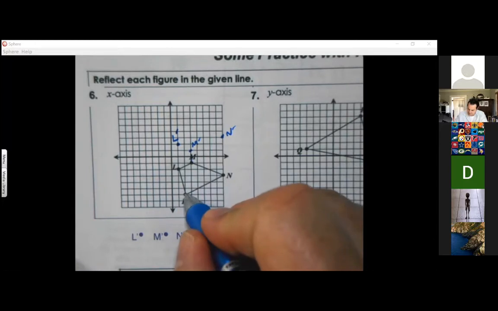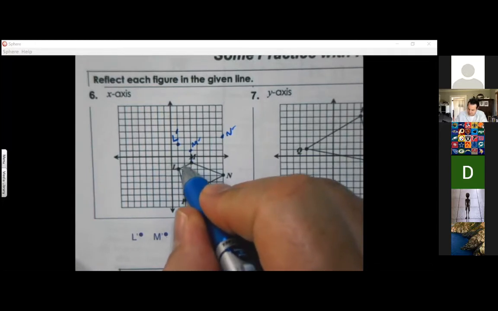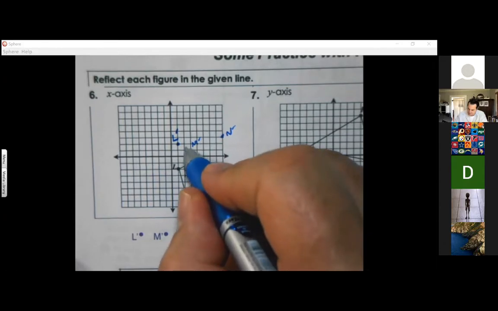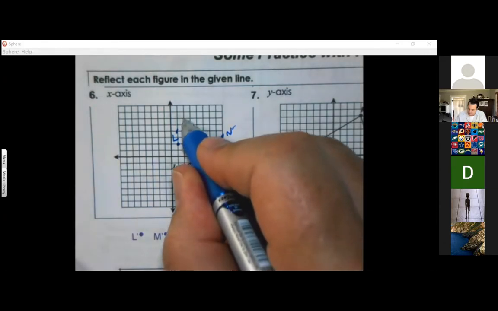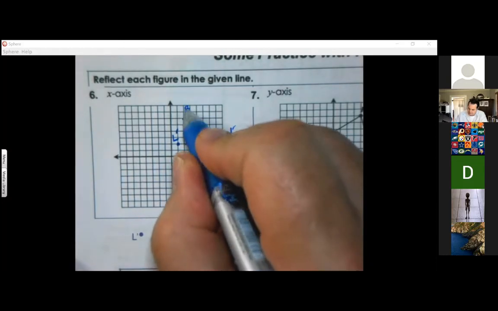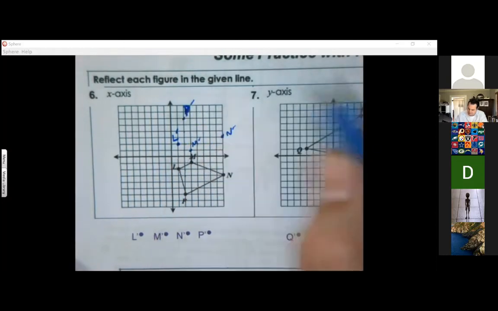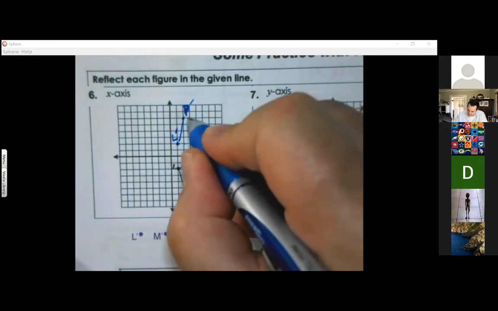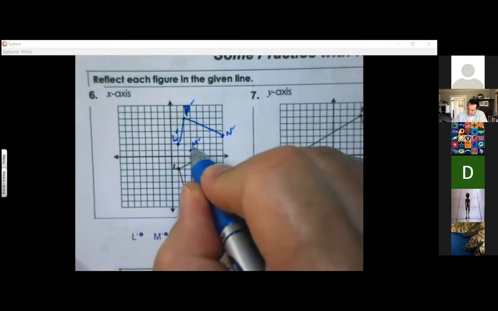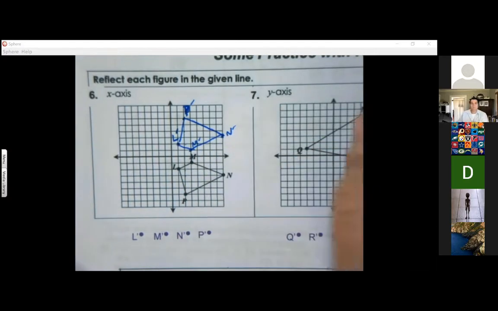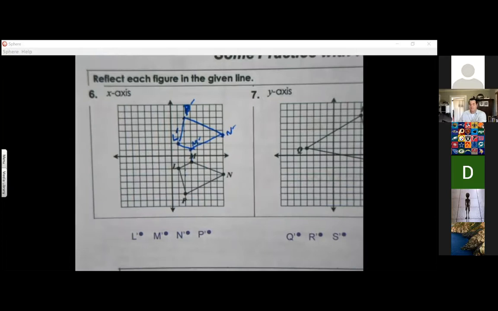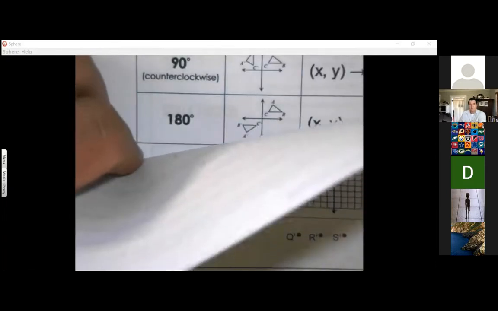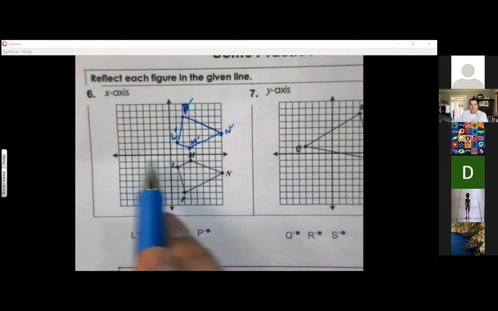And P is 1, 2, 3, 4, 5, 6. 2, 4, 6. So I'll go up from here, 2, 4, 6. And then LP. In other words, if I were to fold my paper right on that little spot, those things should overlap if I fold it right along the x-axis.